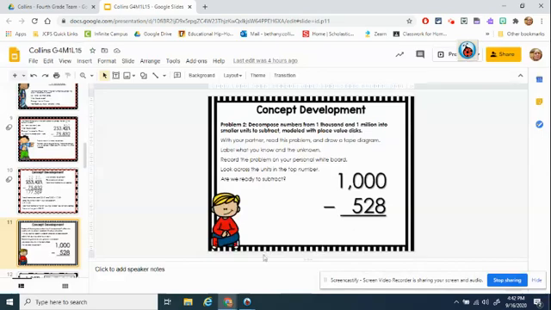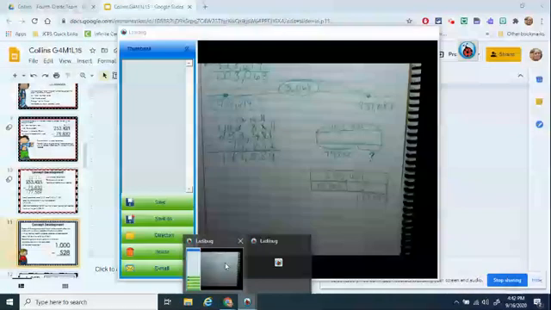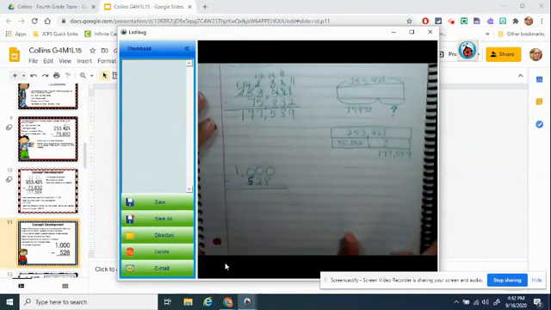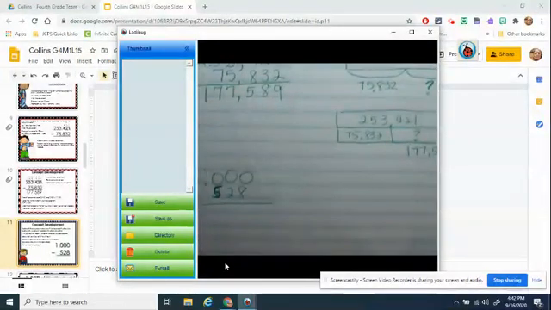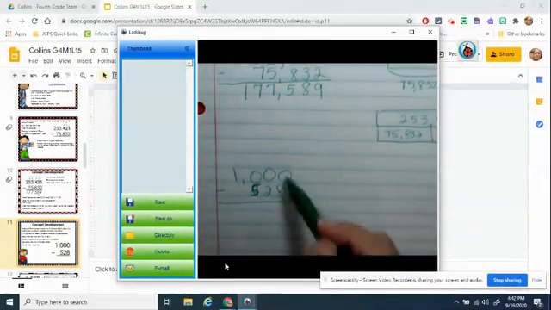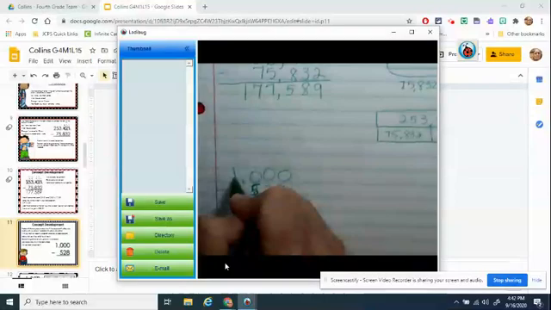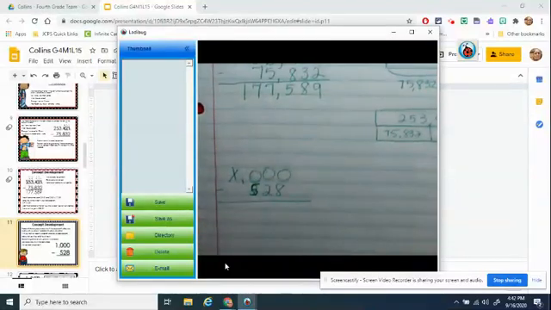All right. And we're going to come here to our document camera, and I've got 1,000 minus 528. Let me zoom in. Okay, so I've got nothing to regroup all the way down to my thousands place, and everything on the bottom is more. Okay, so I'm going to come down here to my thousands place, and I'm going to move 10 over to my hundreds place. I have nothing left in my thousands, so I'm going to put a 0 there.